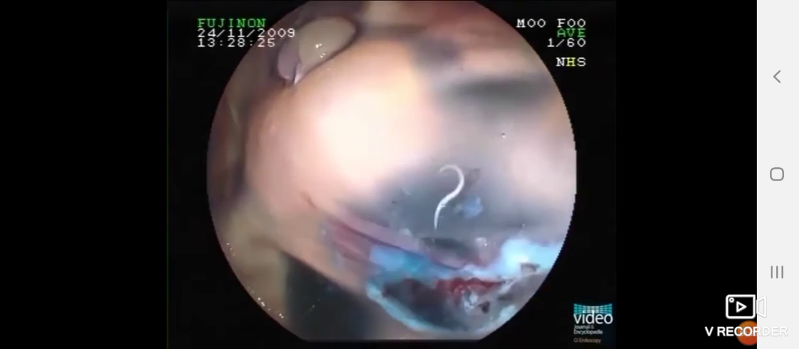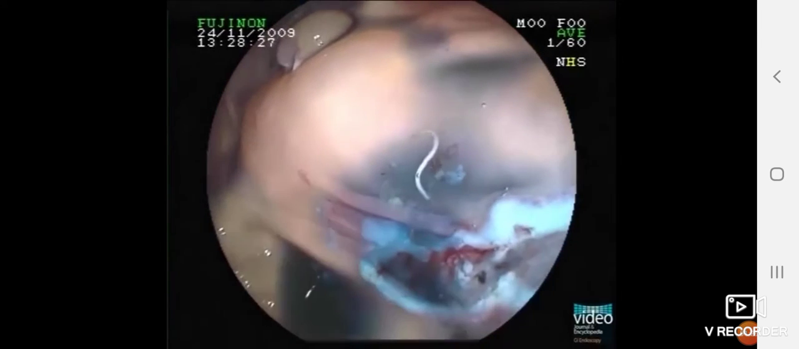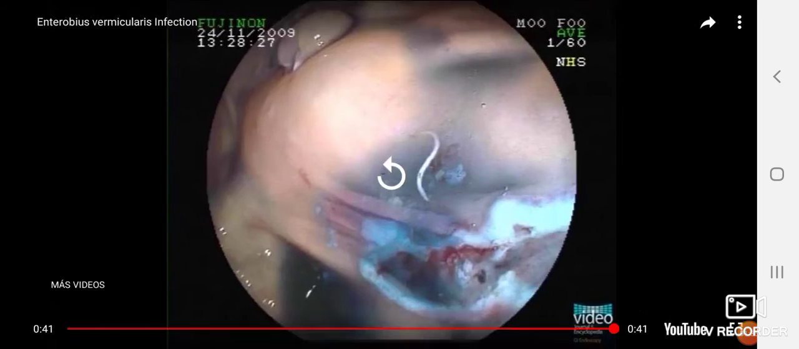Normally, patients with this nematode infection have a high worm burden. Probably the worm burden in this patient was significantly reduced by the previous bowel preparation.